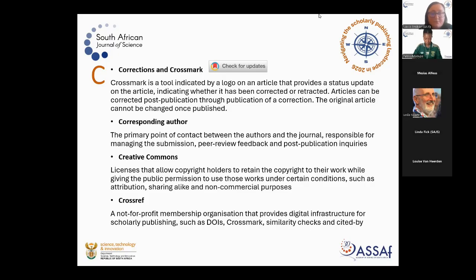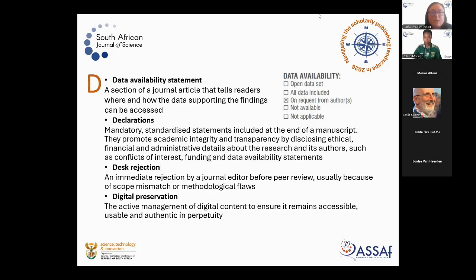Crossref is a not-for-profit membership organization that provides digital infrastructure to publishers, things like digital object identifiers, Crossmark, which we've just explained, similarity checks, and cited by functionality. A data availability statement is the section of a journal article that tells readers where and how the data supporting the findings in that paper can be accessed.